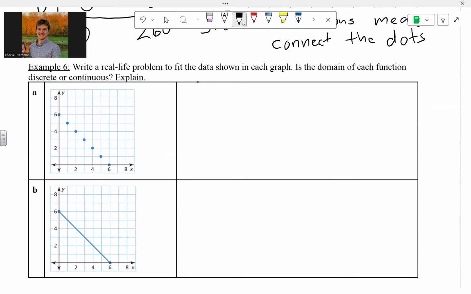I've only got the dots here. There's no line between them. So we say that is discrete. In the same way, is this discrete or continuous? You have only got the line here, no dots. So this is continuous. Everything is filled in the interval.